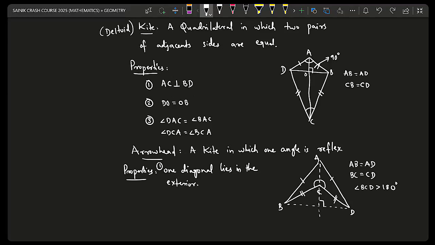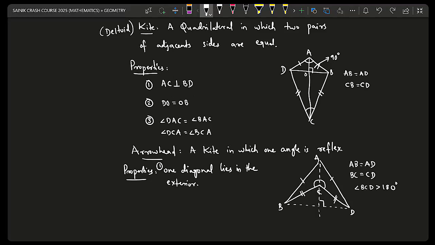Sir, what is this? AC, what is it? AC perpendicular to BD, that is a symbol for perpendicular to. Okay, sir. What is perpendicular to? That is, if the angle between two lines is 90 degrees, we use this symbol. AC is perpendicular to BD. That means the angle between them is 90 degrees. Okay, sir.